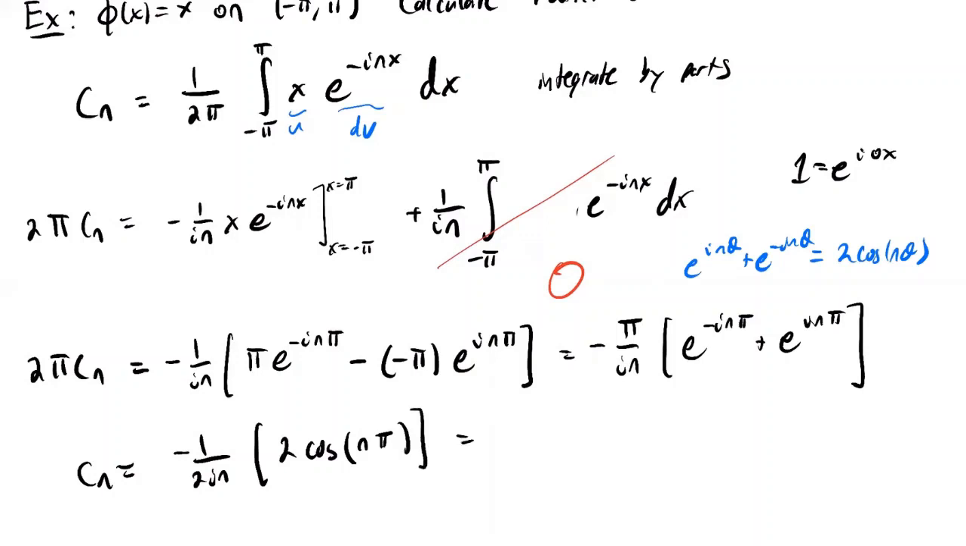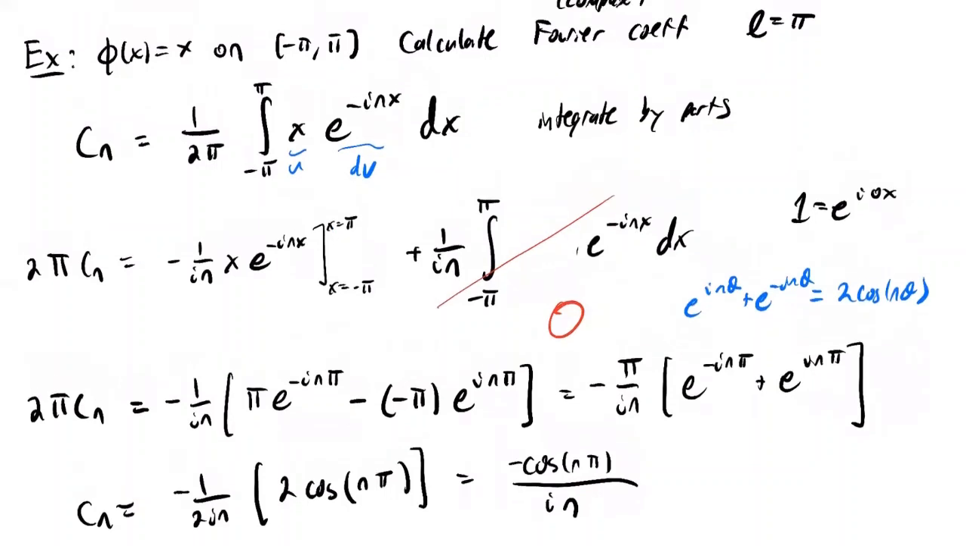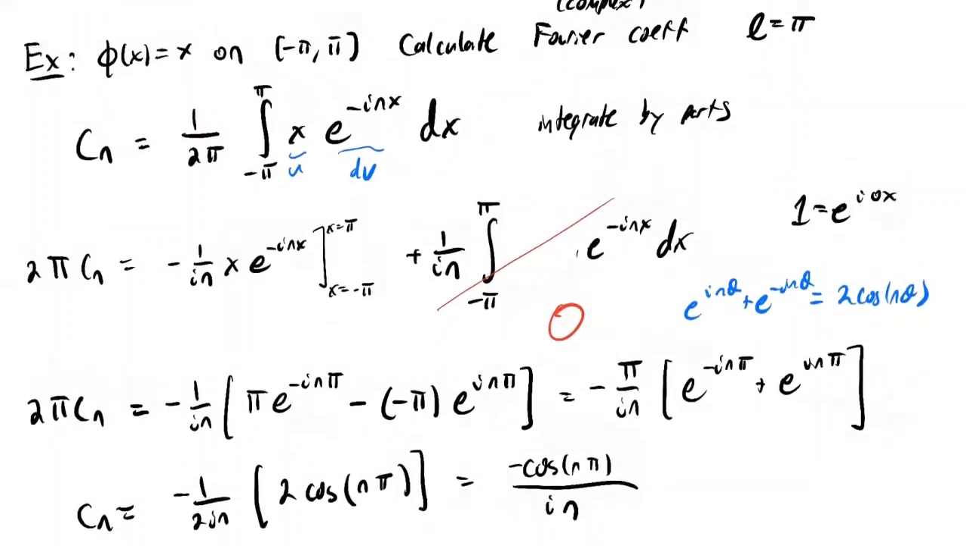So the 2's will cancel, and so I end up with cosine of n pi minus sine divided by in, right? So that's my Fourier coefficient. You can simplify this further since cosine of n pi will be either plus or minus 1, but let's not do that now. Right, and so the key point here is that I only have to do one calculation, right?